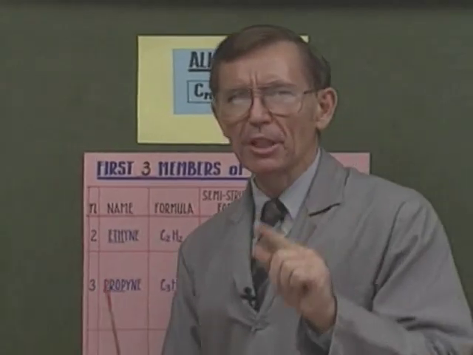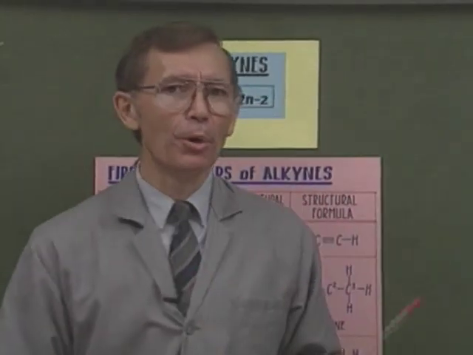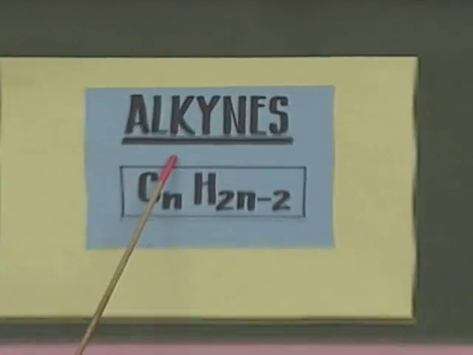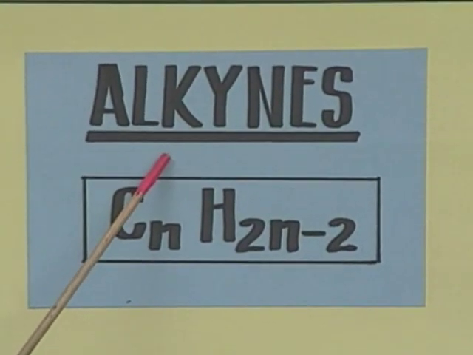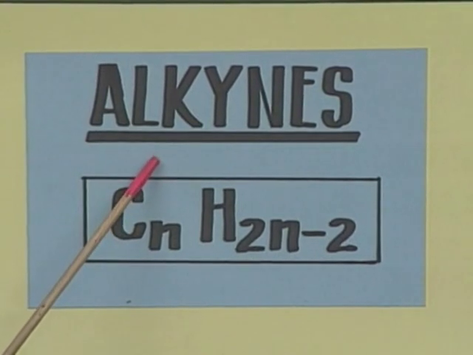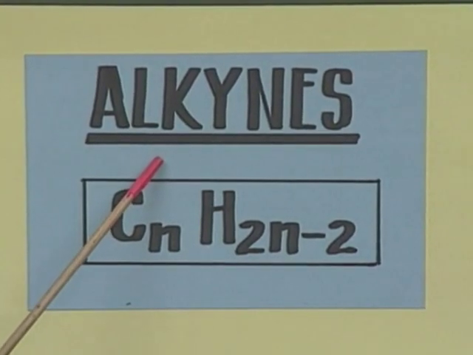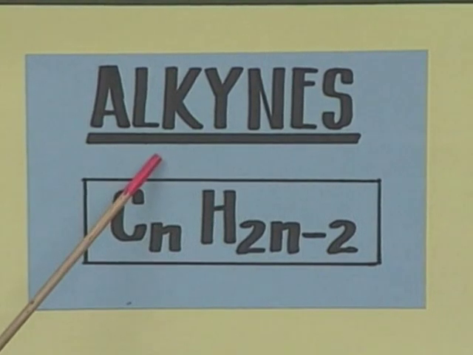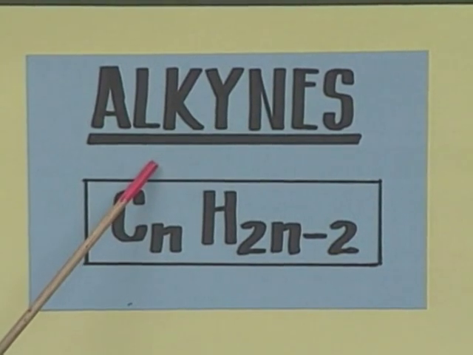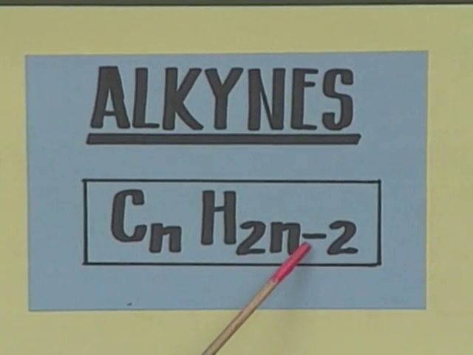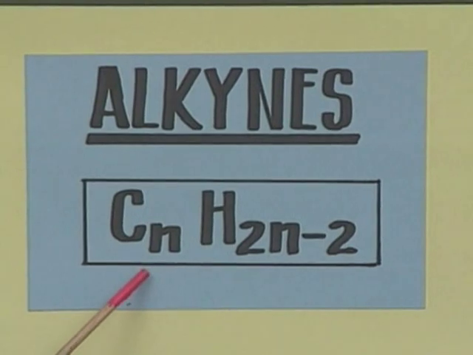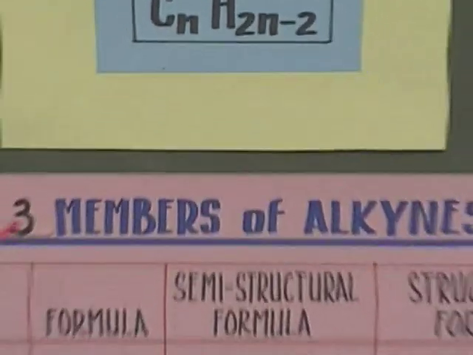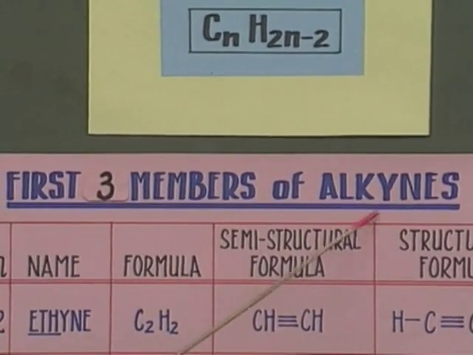The last examples of hydrocarbons are the so-called alkynes, which form a homologous series of unsaturated hydrocarbons. Why unsaturated? Because we have a triple bond between the same carbon atoms, or 3 covalent bonds between the same 2 carbon atoms. The general formula in this case is CnH2n-2, where n indicates the number of carbon atoms. Let's look at the first 3 members of the alkynes.